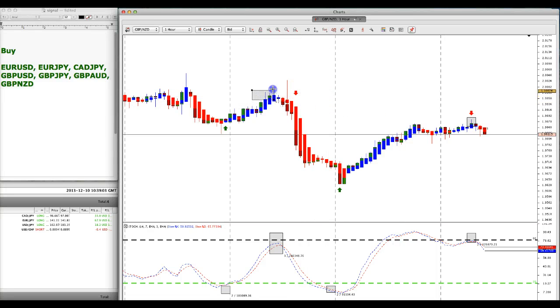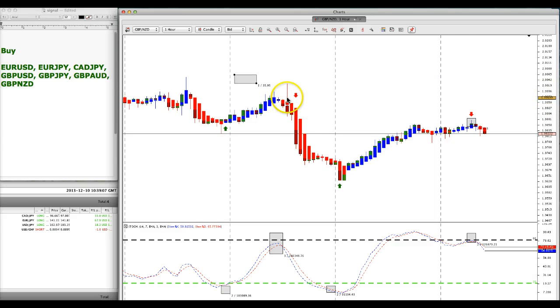The second thing I look for is a Heiken Ashi candle that looks sort of like a doji. You notice this candle right here. We have a wick to the top and a wick to the bottom. That's a good indication of a reversal. I'll show you a few of those.